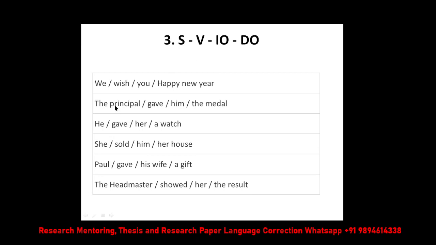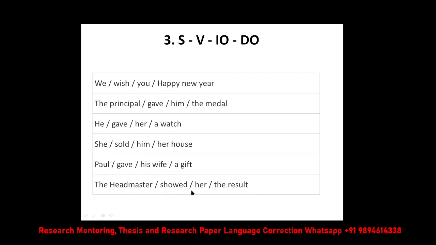In the same way, the principal gave the medal. Whom? Him. That's why it is an indirect object. He gave a watch. To whom? Her. That's an indirect object. So this is indirect and direct. Generally him, her, these kinds of words will come, and otherwise simply ask the question whom. Paul gave a gift. To whom did Paul give a gift? To his wife. That's why it's an indirect object.